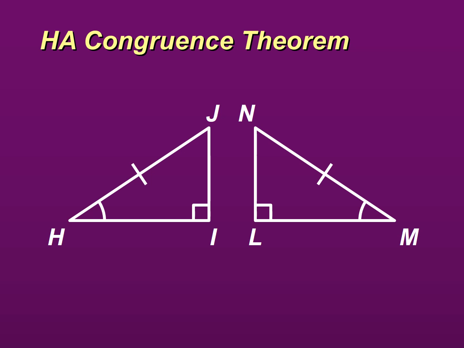So if I were to describe this with my previous theorems that I learned, I would say, oh, this is angle, angle, side, or side, angle, angle. But because we're dealing with a right triangle, we are going to actually call it hypotenuse angle, or HA congruence theorem.